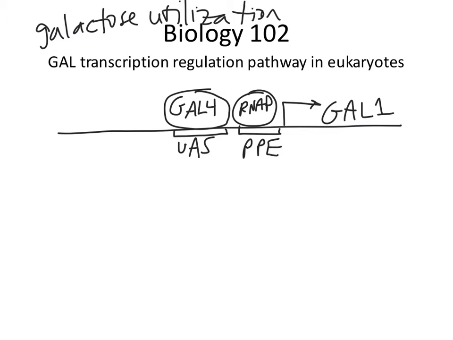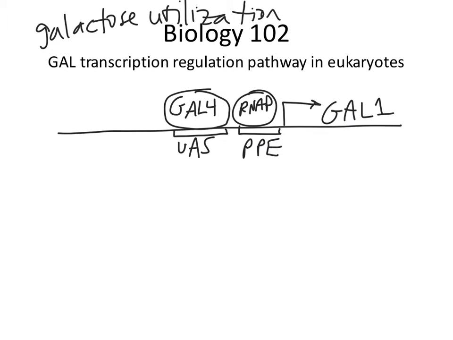How does lac repressor prevent transcription of the lac operon? What is it physically doing? Yes, blocking RNA polymerase. Is GAL4 blocking the RNA polymerase? No, it's on the wrong side of RNA polymerase. It's upstream, in the 5' direction. So it's not repressing. What might GAL4 be doing in this case?